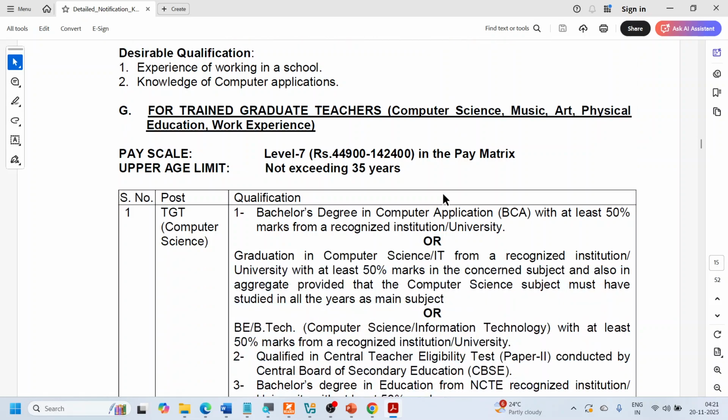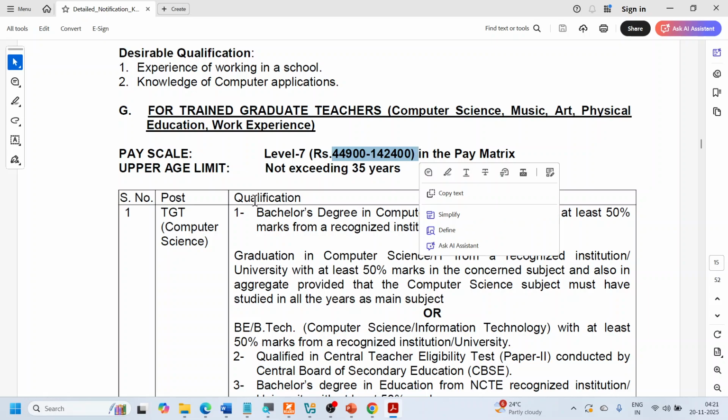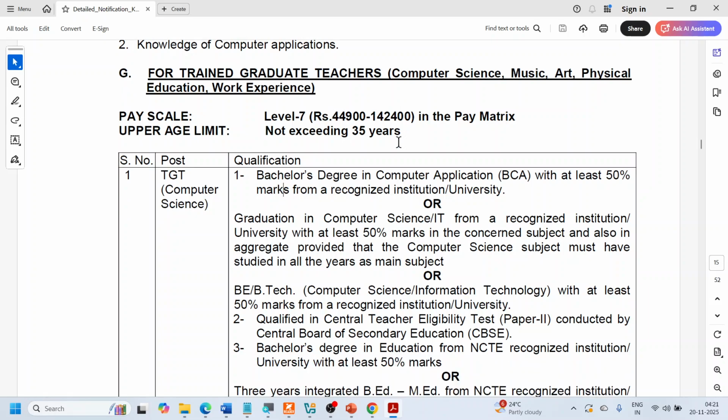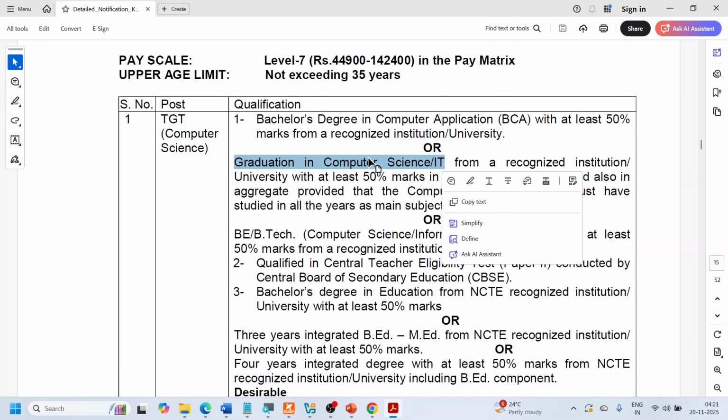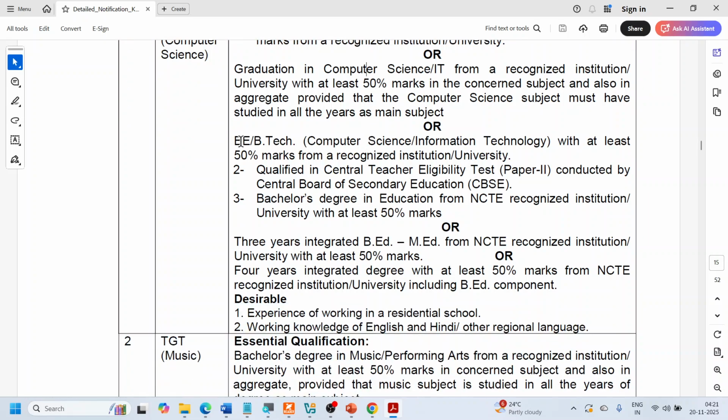Now coming to the computer science story, your post will give you 44,000, roughly 45,000 to 1 lakh 52,000, plus 20,000 you can add. Here you have to have the bachelor degree. BCA graduates can apply for this, that is teachers in primary and high school, that is TGT. Then graduation in computer science, that is BSc in computer science or IT, are qualified for that. BE Tech students are also qualified for this one.